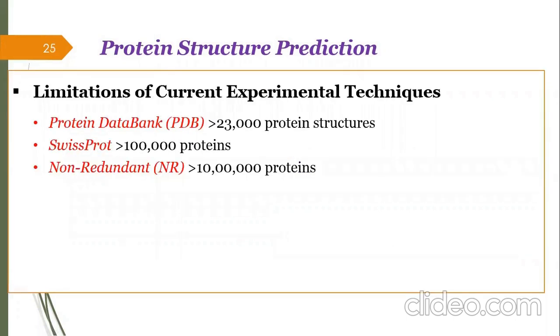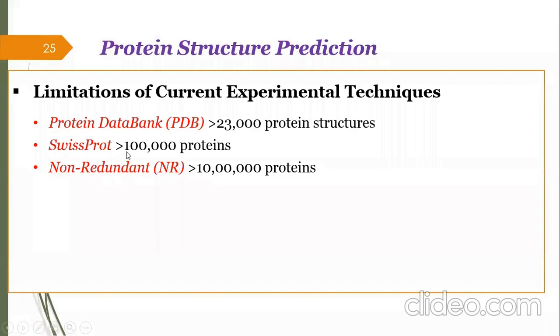So the limitations of the current experimental techniques can be determined from the data in the Protein Data Bank. This is a data bank that contains the crystallized structures. The resolved crystallized structures are deposited in the PDB. There are more than 23,000 protein structures present in the PDB. This is old data, by the way.